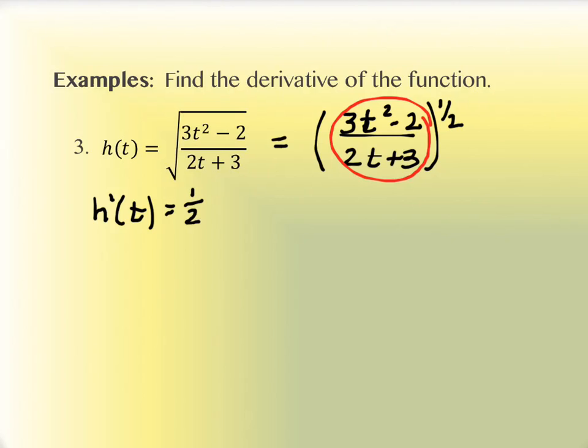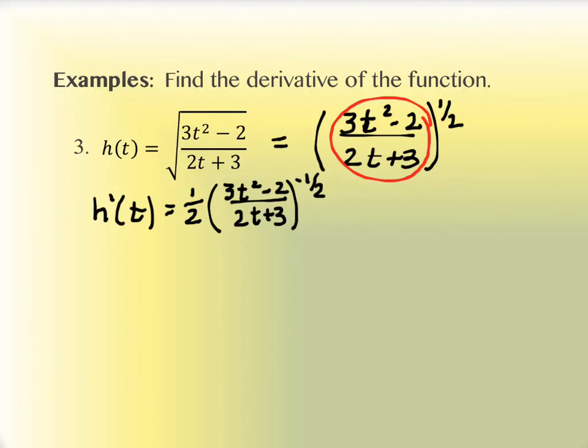Bring it down as a multiplication factor. And then subtract 1 from it. So the inside will stay the same. I'm going to rewrite that piece. And so what will the exponent be then? It'll be negative 1/2. Good. So that's the derivative of the outside.